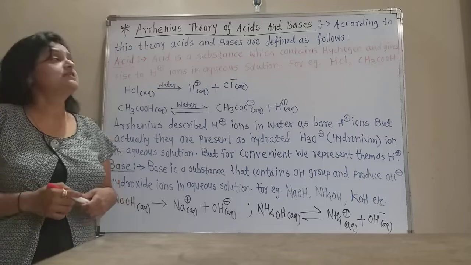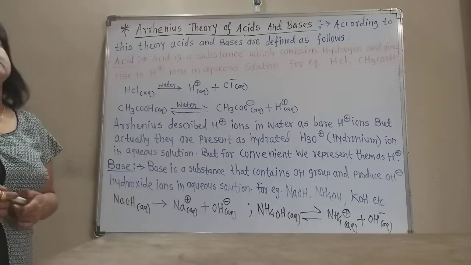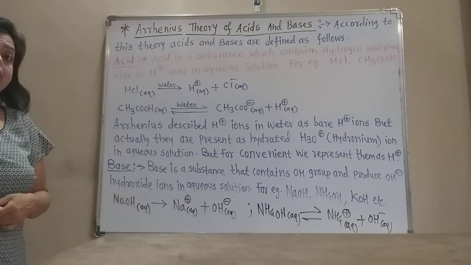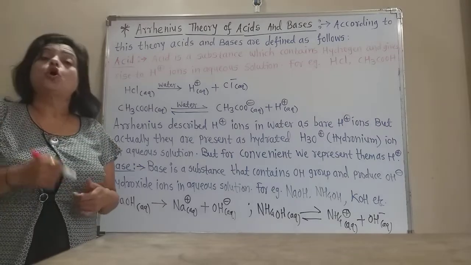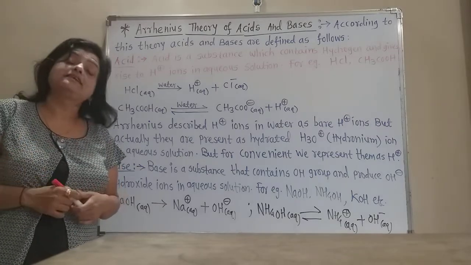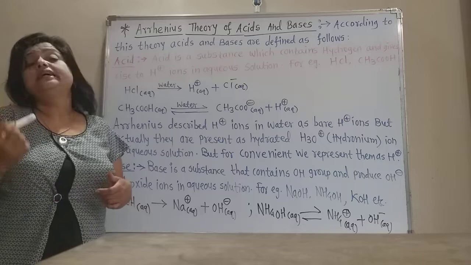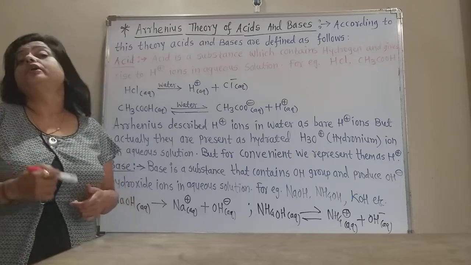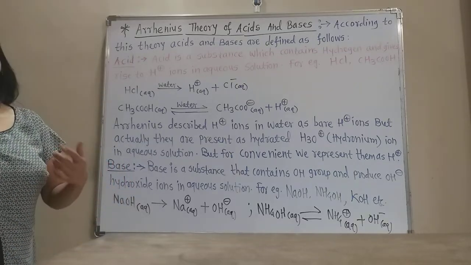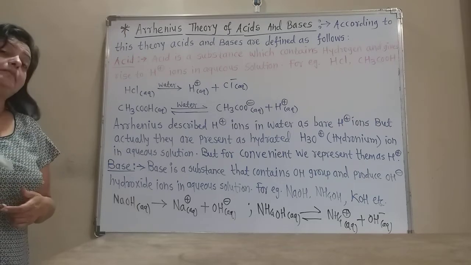are some limitations in this theory, such as ammonia-like substances or amines, primary, secondary and tertiary amines-like substances. They are basic in nature but they do not contain the hydroxide ion. Though they do not contain the hydroxide ion, they are basic in nature.